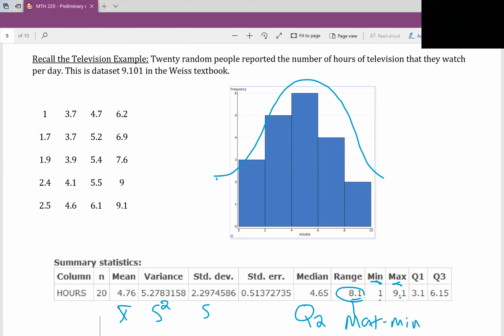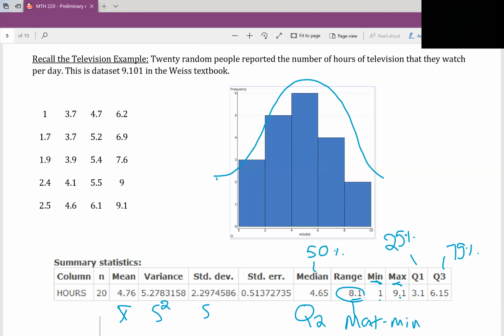Then we have Q1, that's the 25th percentile, and Q3 is the 75th percentile. So this is the 25th percentile. This is the 75th percentile. Median, just to be super thorough, is going to be our 50th percentile. So in general, you want to make sure you can pick off any one of these numbers that I have labeled here.